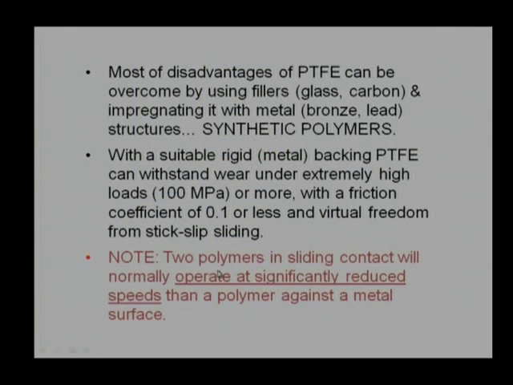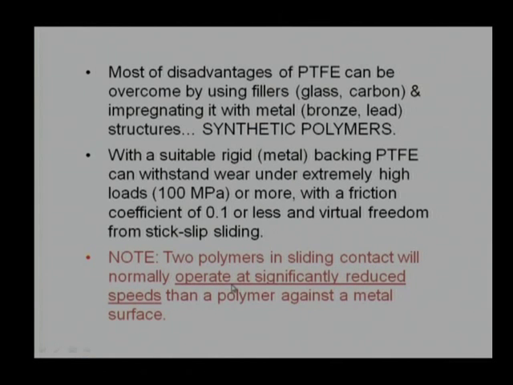Now, finally, two polymers in sliding contact should not be utilized. If I am using one polymer, I should use a metal as the other. The reason is that when we use polymers against a metal or a ceramic, the polymer will get deposited on the other surface itself and make a thin layer. So if I use two bulk polymers, it does not have much use. If I use one metal and one bulk polymer, then it will give better results.